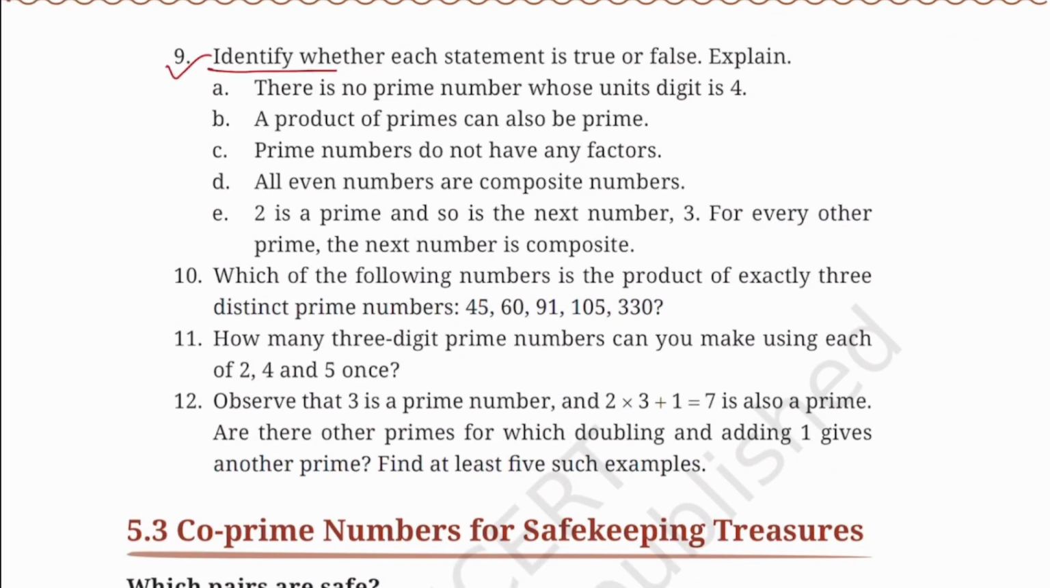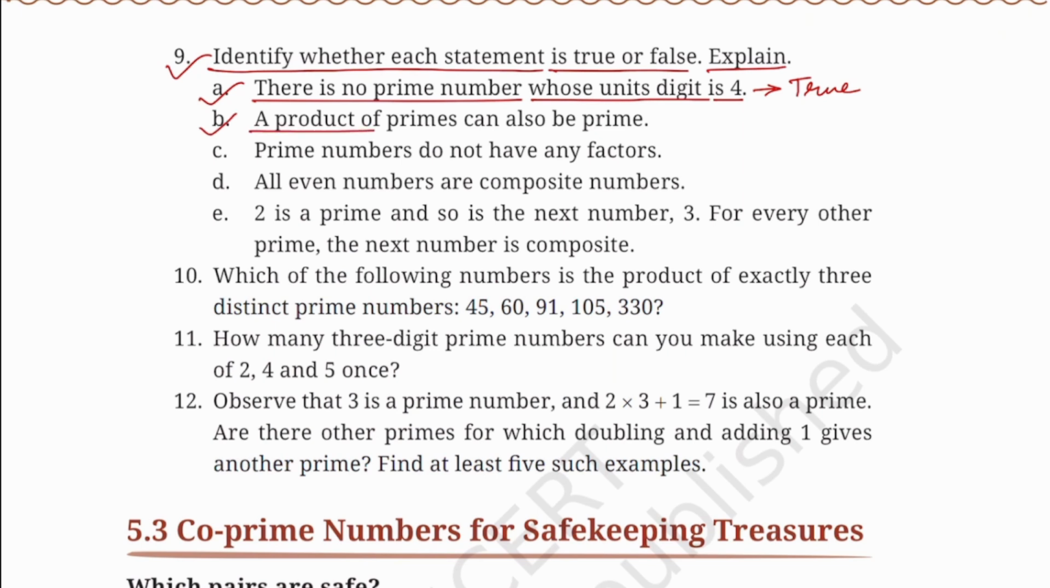9. Identify whether each statement is true or false. Explain. A. There is no prime number whose unit digit is 4. Statement is true, as all numbers ending with 4 are divisible by 2. So their factors will be 1, 2 and the number itself.